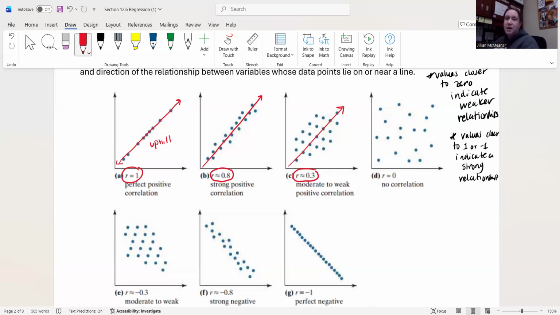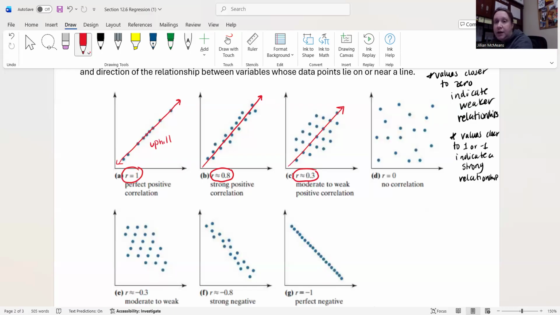So the way I think of it is an R of 0.5 or more would indicate kind of a stronger relationship. Less than 0.5, we're starting to get into that moderate or weak relationship. Okay? For graph D, there is absolutely no correlation here.